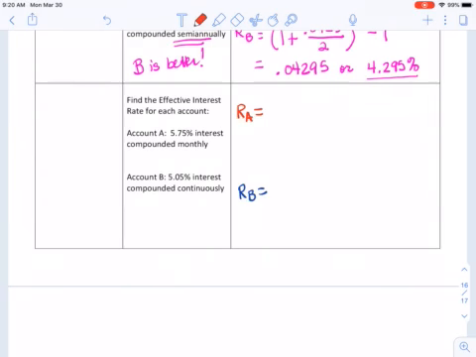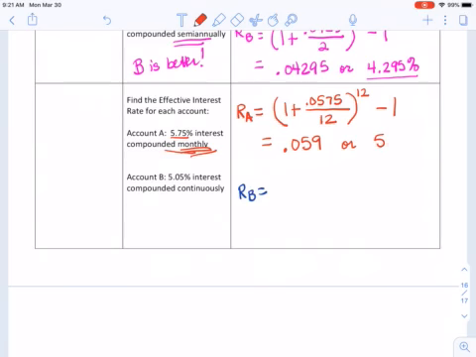Okay, hopefully you paused that and just gave it a try so you can see. My first one is 5.75 compounded monthly. So 1 plus 0.0575 over 12. Again, why 12? Because monthly is there's 12 months in a year. To the 12th power minus 1. And if I plug that all in, I get 0.059, or I'm earning 5.9% interest per year.